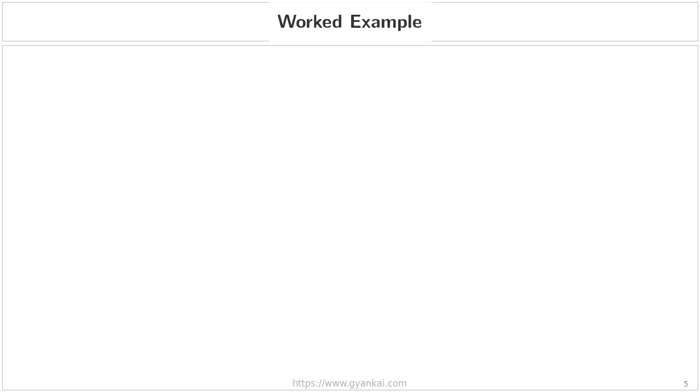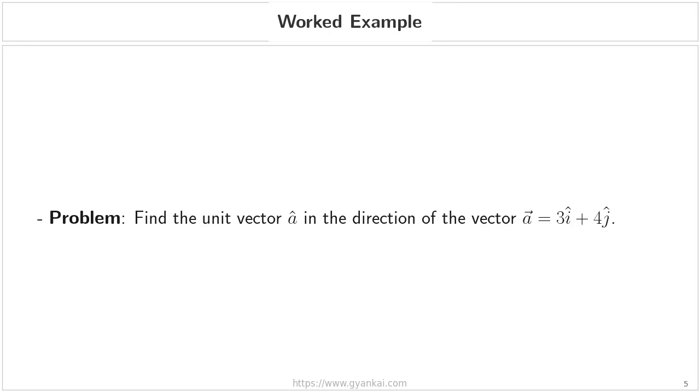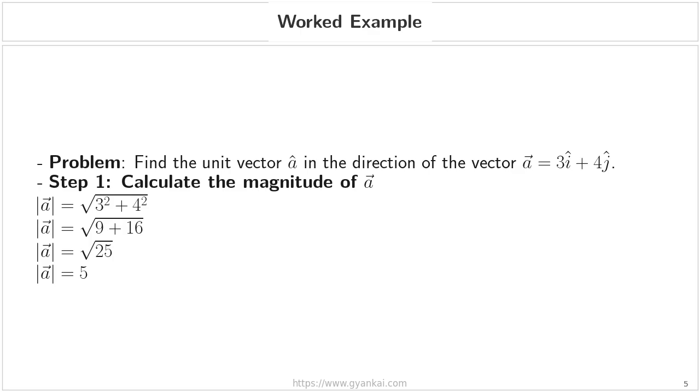Worked example. Our problem is to find the unit vector, which we denote as a cap, that points in the same direction as the given vector A, where A equals 3i hat plus 4j hat. Let's start with step 1, which is to calculate the magnitude of vector A.